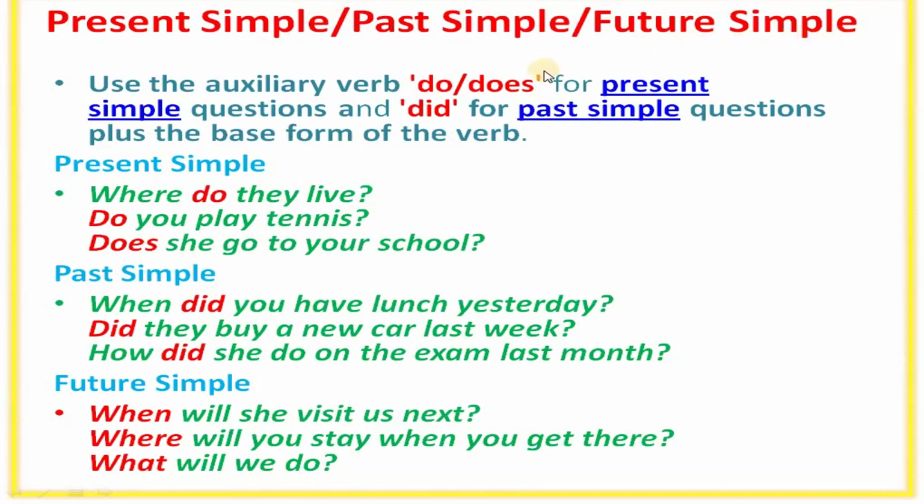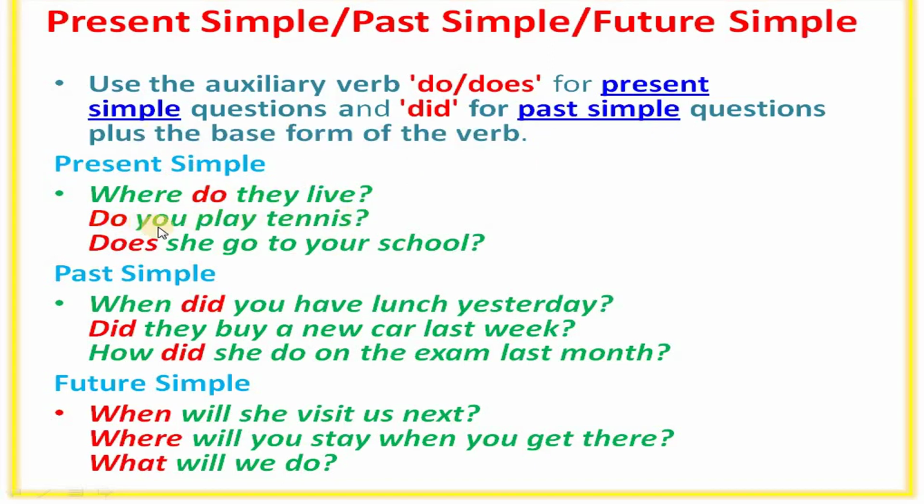How are we using them here? One more rule I'll show you. Use the auxiliary verb do, does for only present simple questions, and did for past simple questions. And also plus the base form of the verb can be used. Now say present simple: Where do they live? Say do: Do you play tennis?